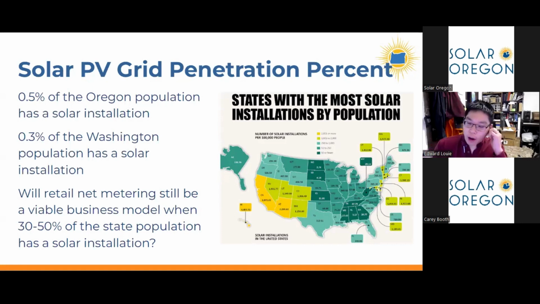But how do you operate as an electric utility? How do you operate a grid if you have 30 or 50% of your population having rooftop solar? You certainly can't operate in the same way as you are right now.